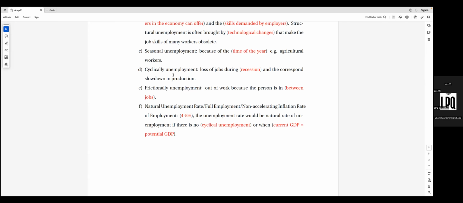Okay, next one is called frictional unemployment. Frictional unemployment is a keyword. To help you understand, it's called being between jobs. The keyword really is between jobs. So what do I mean by between jobs? Like you quit your previous job. You had a job. Now you don't have a job, but you had one. You just quit that one in order to find a new job.